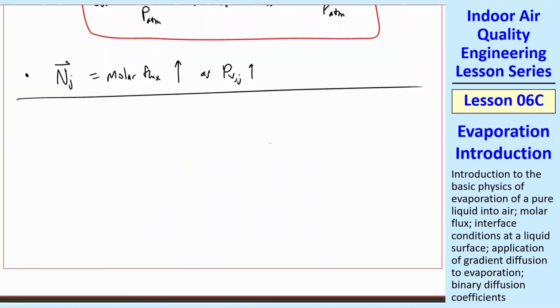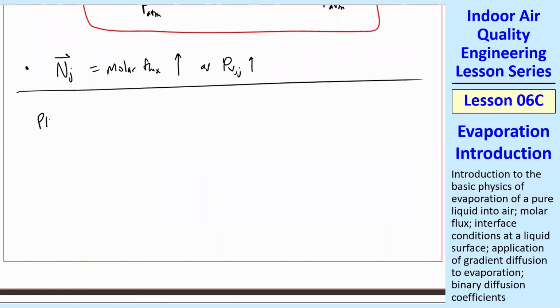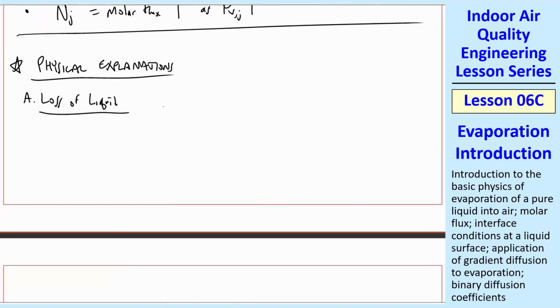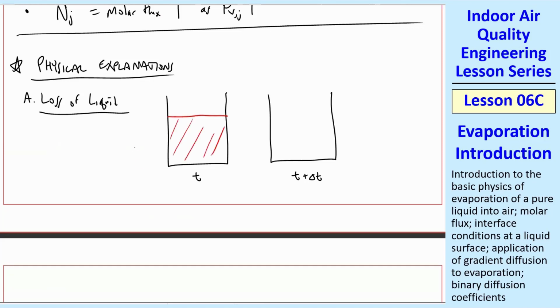What I wanted to do now is give you some physical explanations of what's going on. I'm going to give you 3 different physical explanations. The first one I'm going to call loss of liquid. Let's consider a container that has some VOC that's evaporating. So this is at some time t and some time t plus delta t. We have this partially filled with the liquid VOC, and this is just air above it.